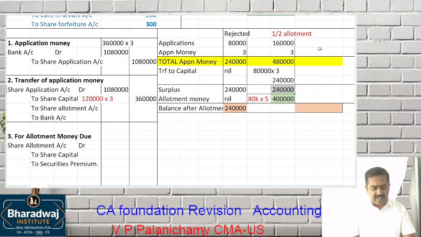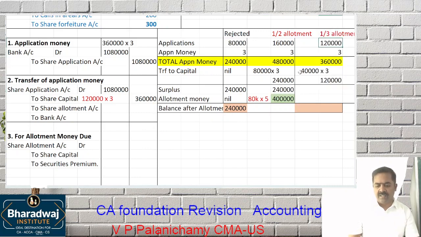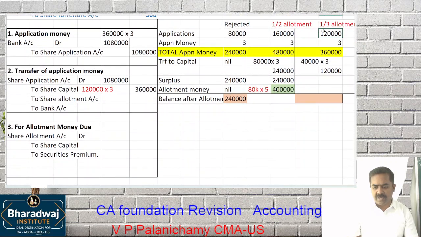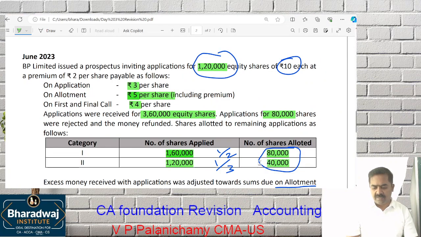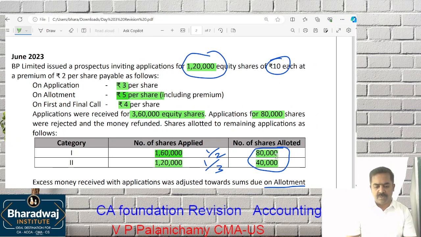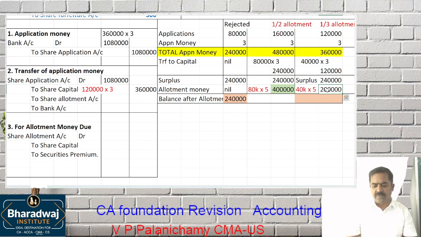Wait. Look at the next category, the 1/3 allotment category. How much did you all pay? 1,20,000 into 3, you have paid 3,60,000. For you, how many shares are given? 40,000 shares into 3 gives only 1,20,000. So how much surplus is in your account? 2,40,000. But allotment money due from you is 40,000 into 5, which is 2 lakhs.